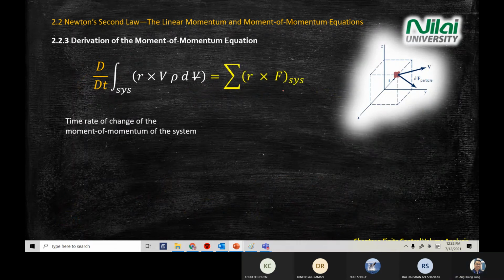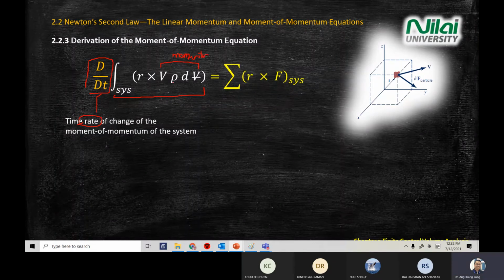Then on the left-hand side is the rate. How do you read the equation? Anything that has d over dt means rate. This individual component is called rate. And here, the integration of this whole thing, you know that this is your momentum, right? This is your momentum.